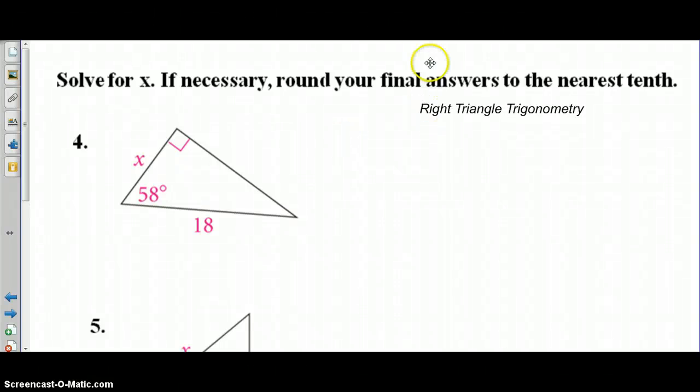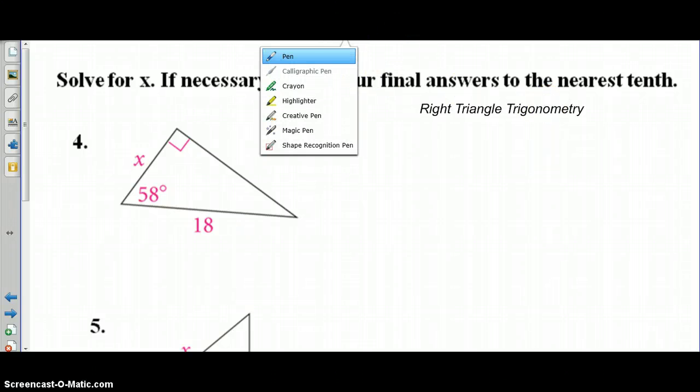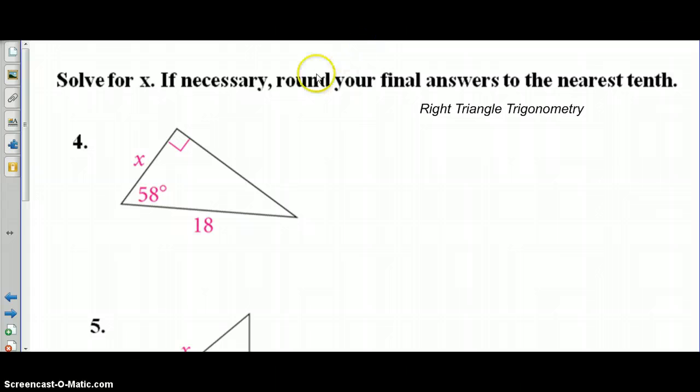Hi, this video is going to be about right triangle trigonometry, specifically finding side lengths and angle measures of right triangles. So our first example, the directions say solve for x. If necessary, round your final answers to the nearest tenth.